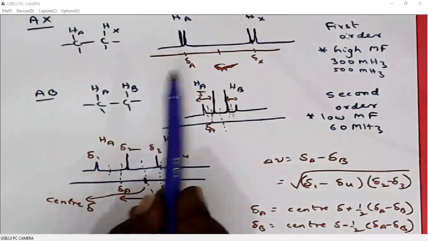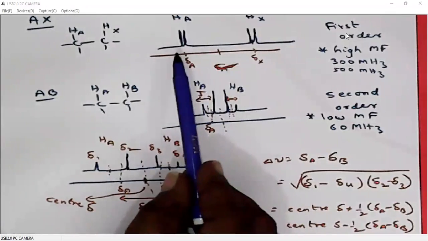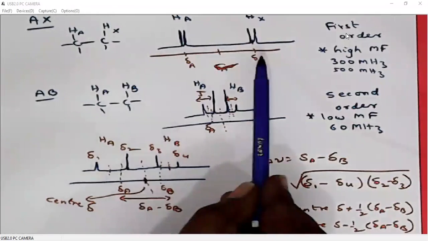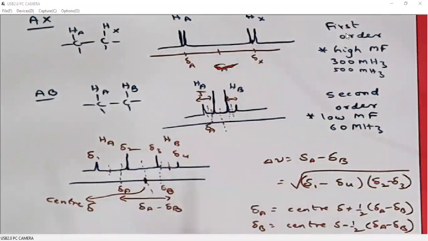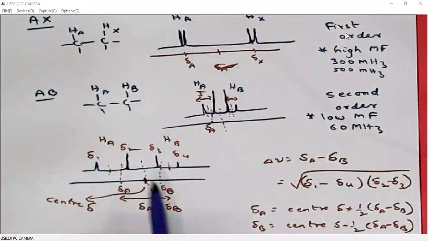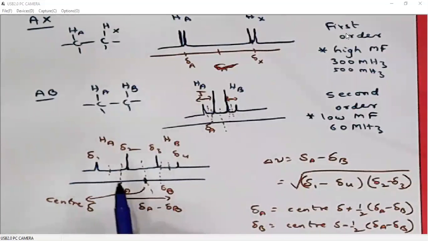In a first order spectrum, the two signals will be very clear. So we can clearly measure delta A, the middle of this multiplet, and delta X, the middle of this multiplet. But in a complex second order spectrum, the middle of this multiplet does not belong to a single proton. It belongs to A type protons as well as B type protons. So if you take the middle of the multiplet, it does not mean delta A or delta B. So how do we measure the delta?